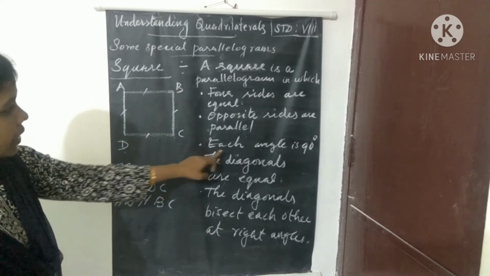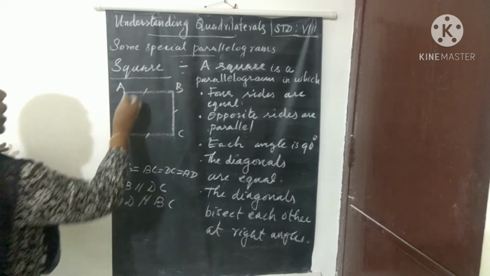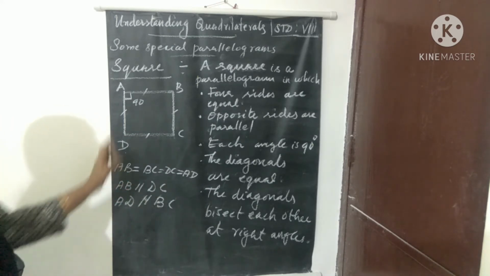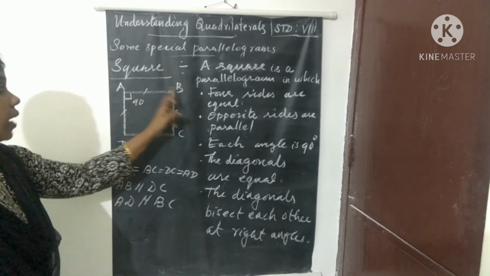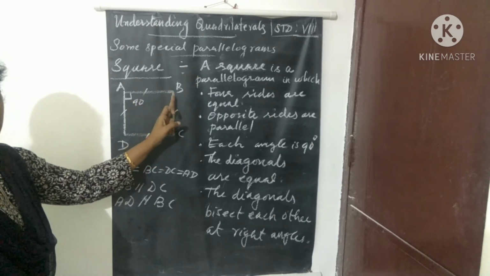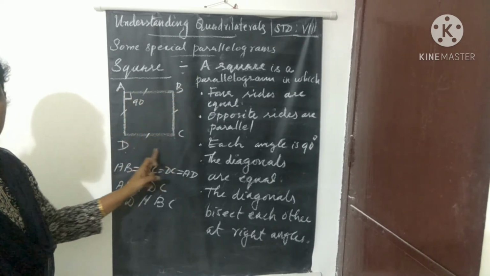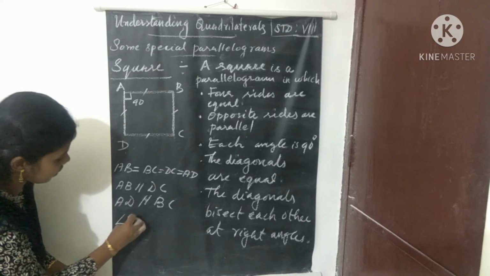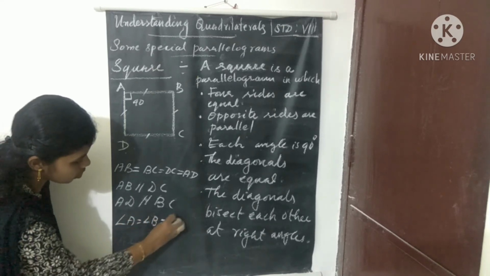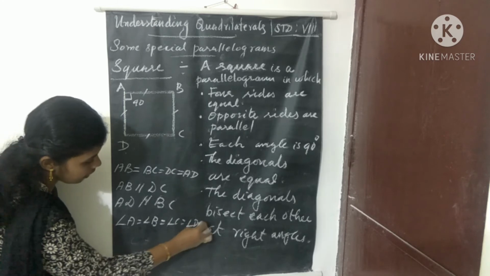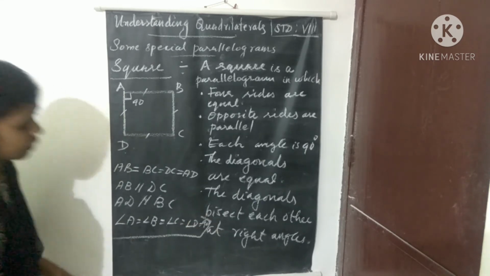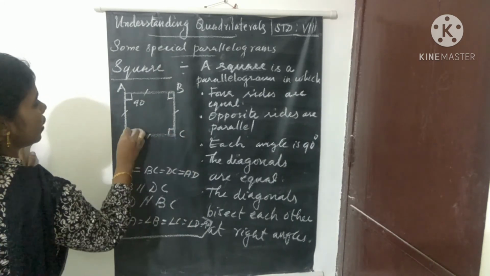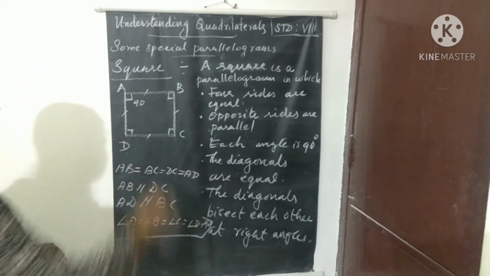Next, each angle is 90 degrees. That means all angles are equal in measure, and each side is equal in length. Angle A equals angle B equals angle C equals angle D equals 90 degrees. Each angle measure is what? 90 degrees.